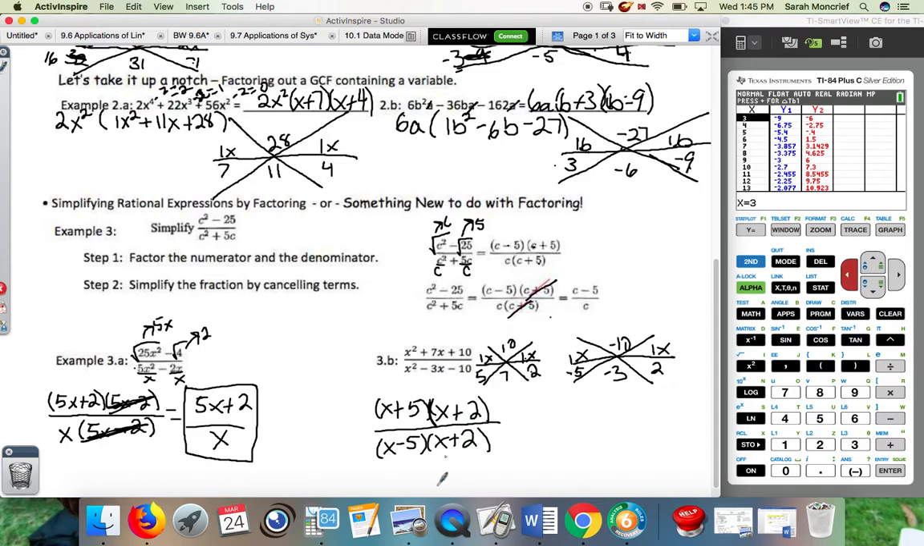And now we can check to see which ones will cancel out. Well, we'll just have to cancel out the x plus 2. So we have x plus 5 over x minus 5. And again, none of these can be canceled out because they're separated by plus or minus signs. These were all separated by multiplication, which made it work. But now that there's addition and subtraction, you can't cancel it. So my final answer is x plus 5 divided by x minus 5.